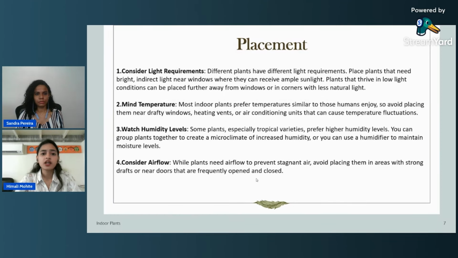Next is placement. We should consider the light requirements while placing a plant. So different plants have different light requirements. Place plants that need bright indirect light near windows where they can receive ample sunlight. Plants that thrive in low light conditions can be placed further away from windows or in corners with less natural light.